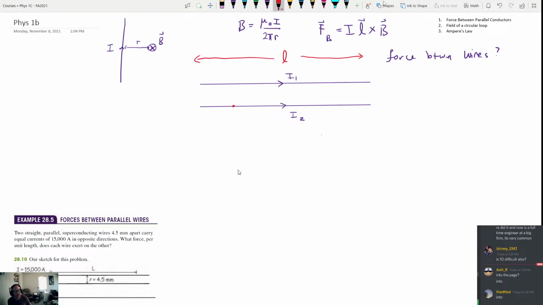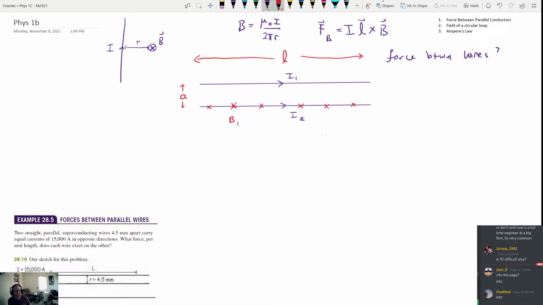Let's say the length of our wires is L, and let's say the distance between the wires is A. I forgot that. Into the page, exactly. So we know that there's a magnetic field created right here. I'm going to call it B1. That same magnetic field exists at all points along here because the two wires are a specific distance apart from each other. So we call that magnetic field B1, right?